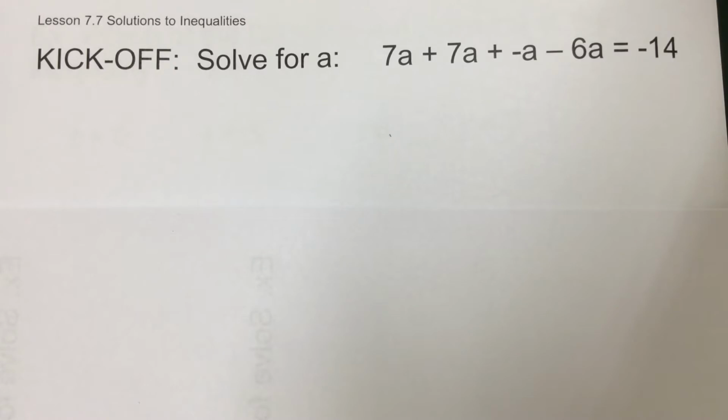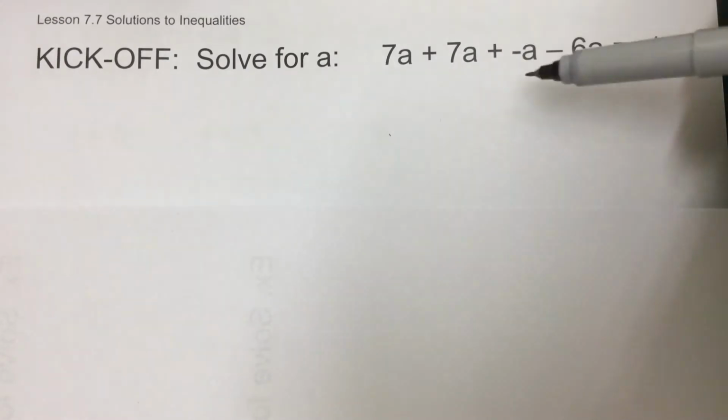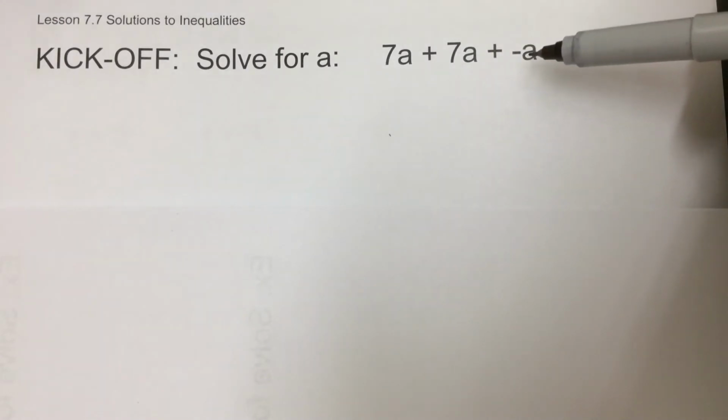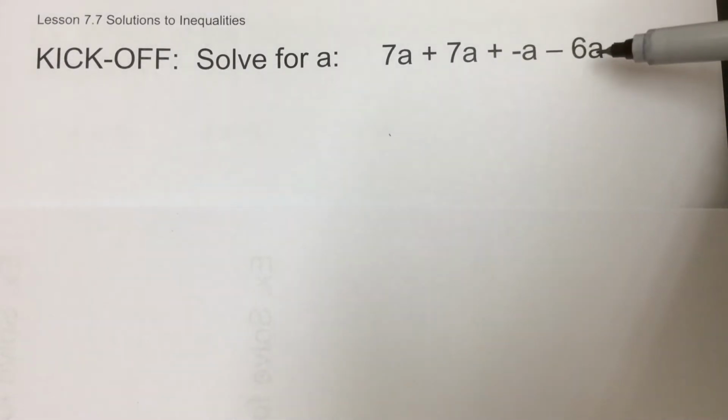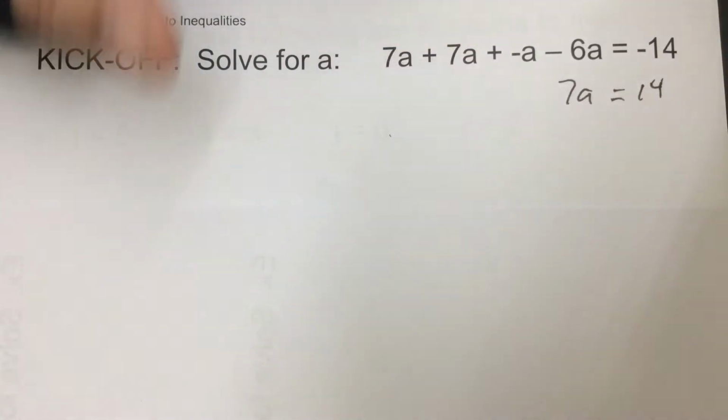So again, like terms we can put together. All these have an A, so we're going to put them all together. We're just going to add the coefficients, the numbers in front. So 7 plus our 7 would be 14. Negative A would be like subtracting 1. So we're back to 13, and then minus 6, which would put us back to 7A. So we can rewrite this as 7A equals 14.